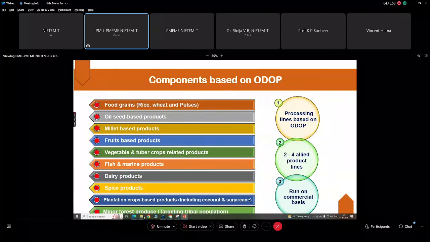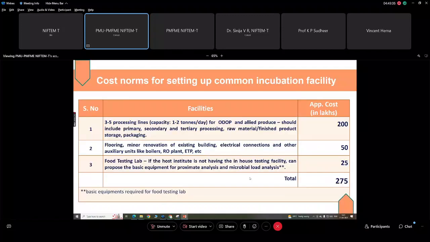So again, the domain bifurcation is there. As usual, 9 domains we have segregated. 2 to 4 allied product lines will be there. This is, we are running it on commercial basis through O&M operator. So this is the cost norms released by ministry for setting up the common incubation center.